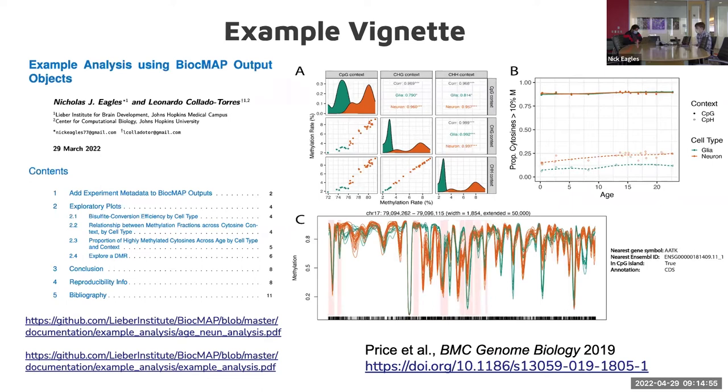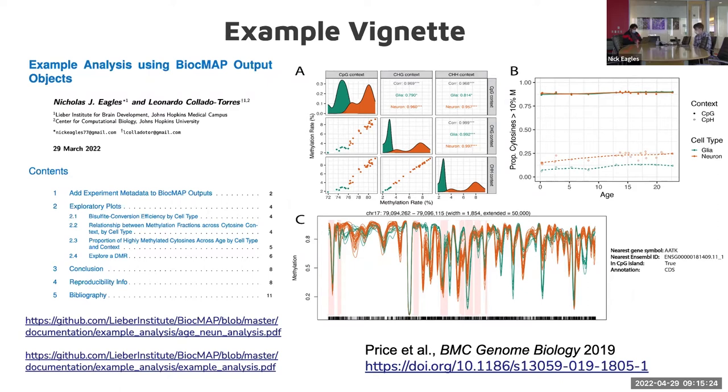And I also want to mention, we'll do an interactive segment, like I said, but we have this resource on the documentation website, which is sort of like a vignette walking through how to use the output objects on real data. In this case, this is what the vignette looks like for the example data set we use, which is from the Price et al. paper a couple of years ago.